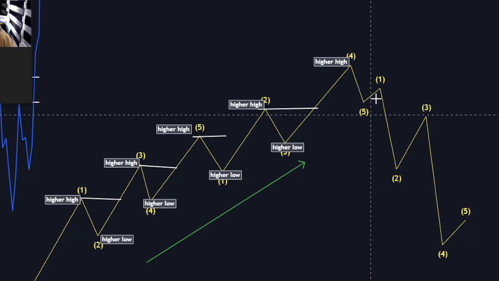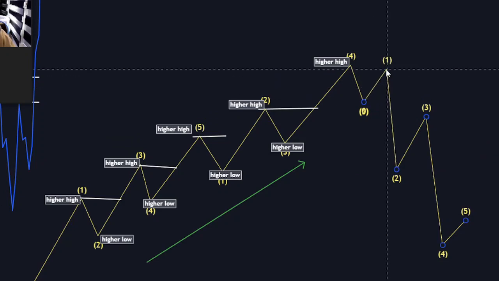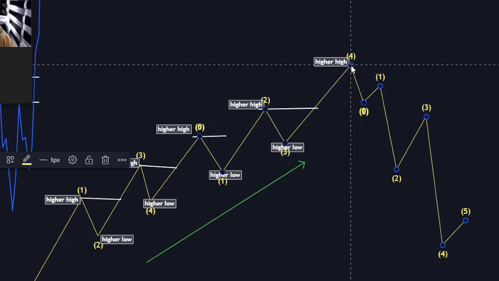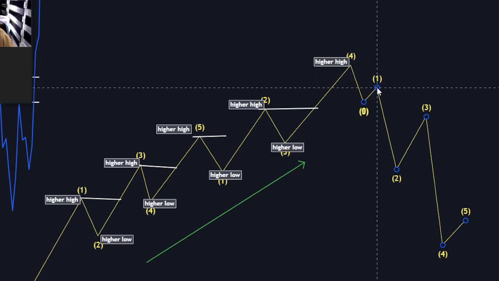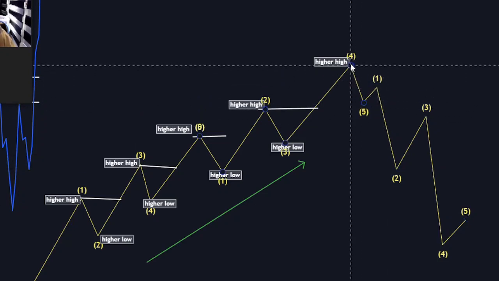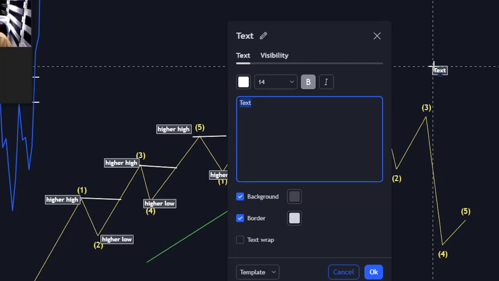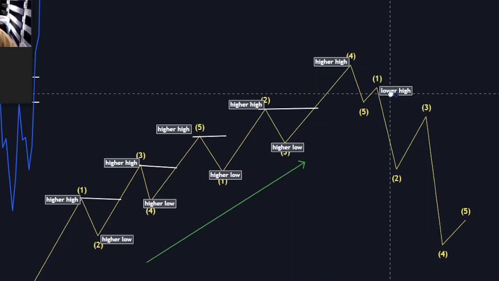You know, this is a high too. This is a high, but it is a lower high because it is lower than this high. So this place now is a lower high. This place is a high, but it is lower than this one, so we call it a lower high. So it made a lower high.